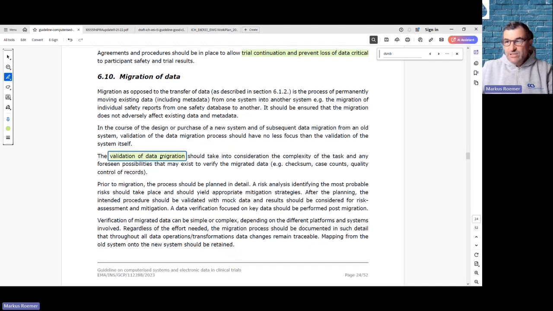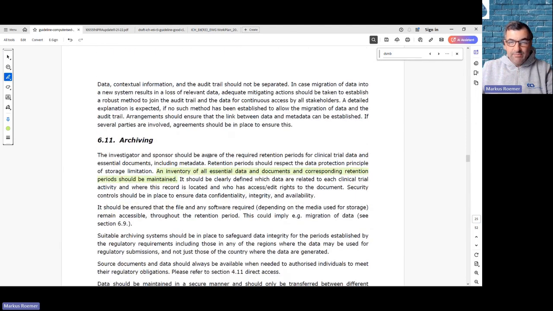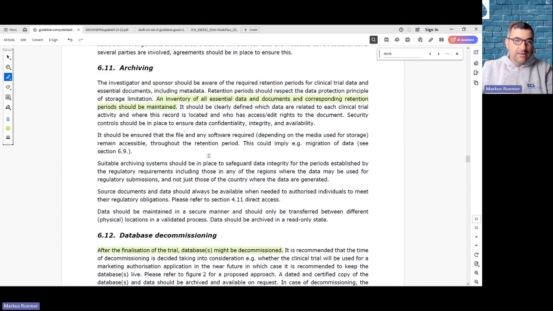Validation of data migration. Sometimes I even see projects where in the middle of a study, the CRO might be changed, or the system will be updated or changed to a newer version or to a totally new system approach, or however. Data migration is very important, sometimes not really easy, sometimes a little bit tricky. It should be validated. Then archiving, very often misunderstood with the backup activity.